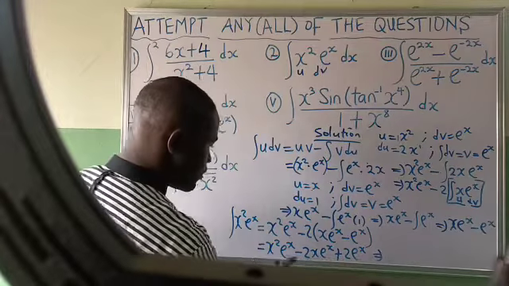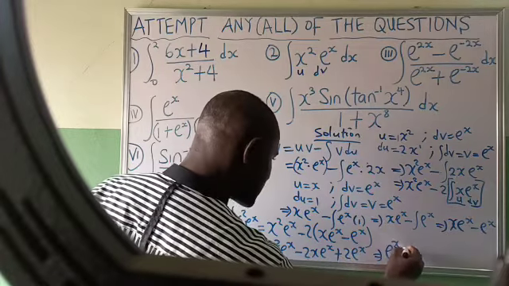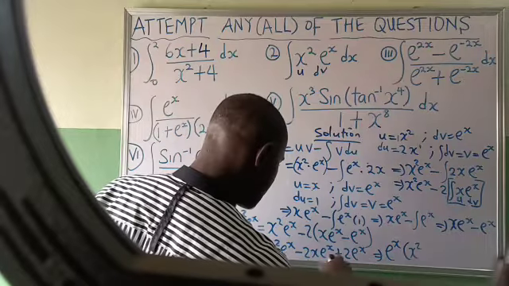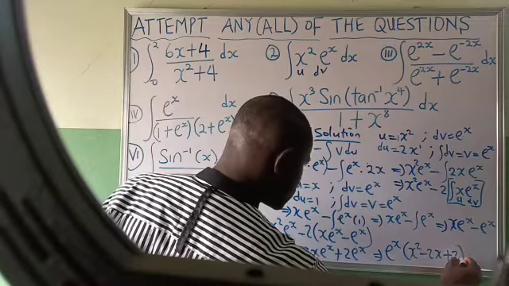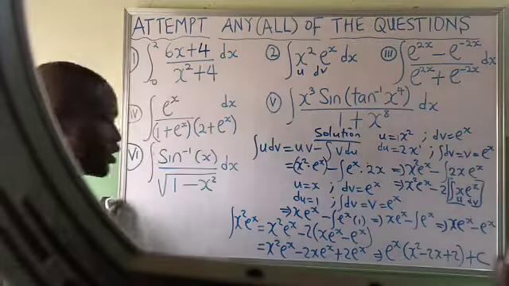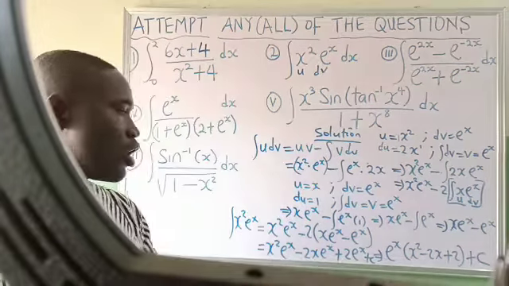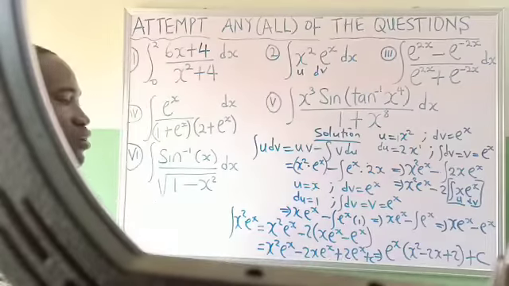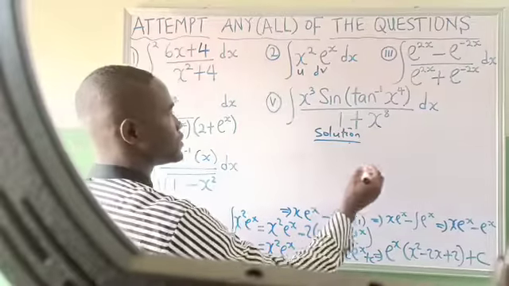Plus c. You can factorize. What do they have in common? Exponential x bracket x squared minus 2x plus 2, plus c. So either you leave the answer this way and put plus c, or you factorize. They have this in common, you bring it out. That is one method you can do. Let's see a shorter method. We don't want to waste our time, so let's use the shorter method and solve it.